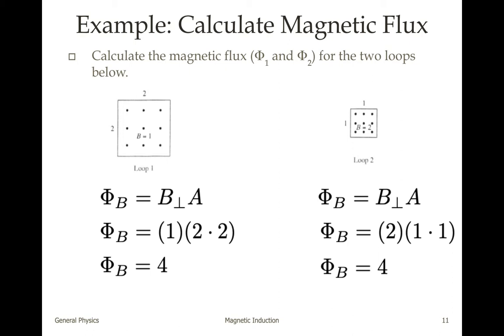So we end up with the magnetic flux being the same for both of these, right? The area is different, but it's compensated by the change in magnetic field strength. And literally, if we counted up the number of magnetic field lines, we would see that we're getting the same number of lines through both squares.